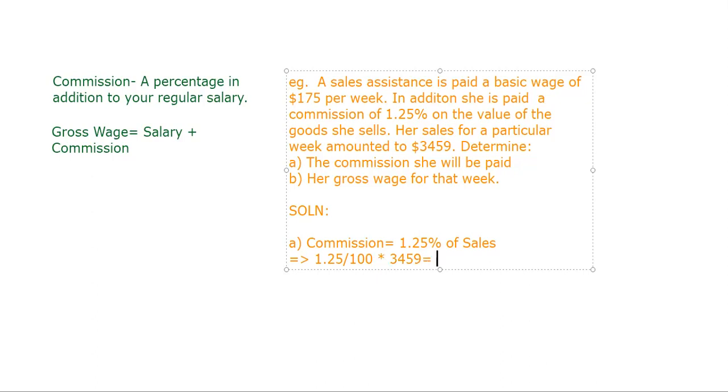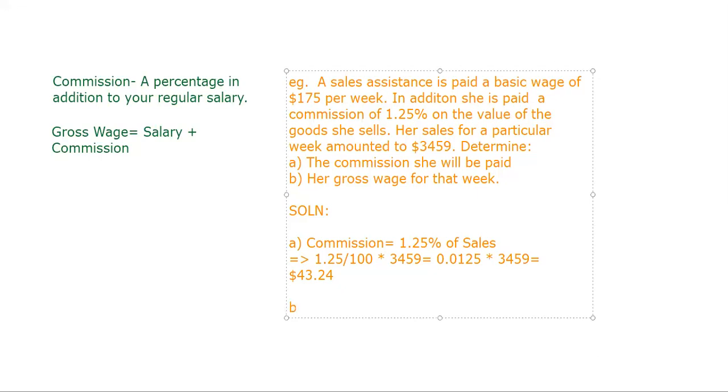And when you plug this into your calculator and work it out, 1.25 divided by 100 is 0.0125, and then you multiply this by 3,459, and you will get $43.24, because we round up. So that's her commission there.